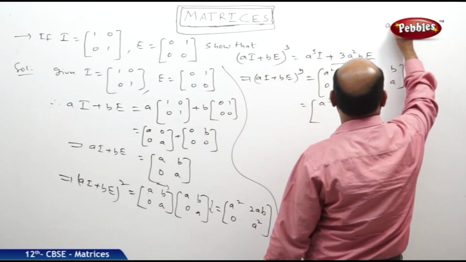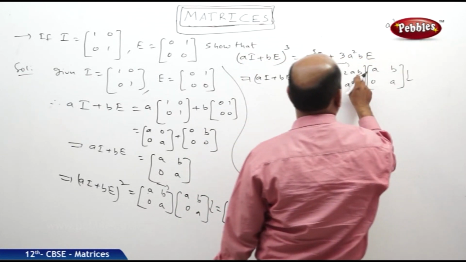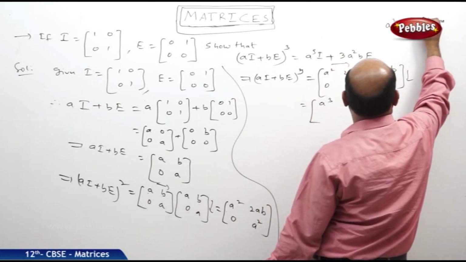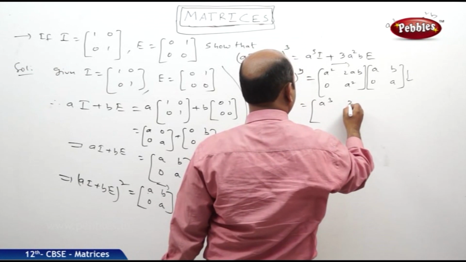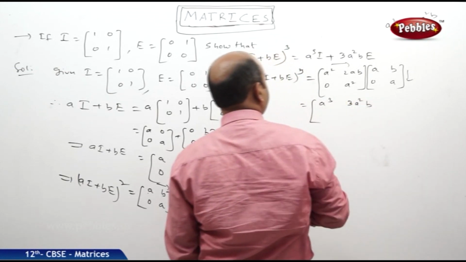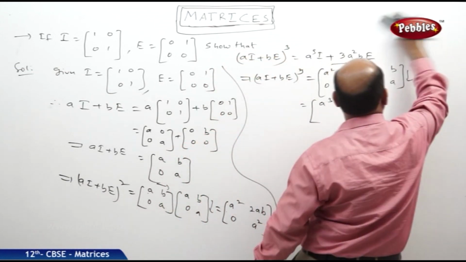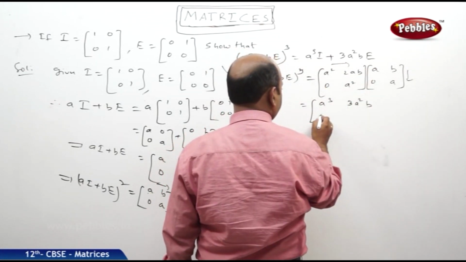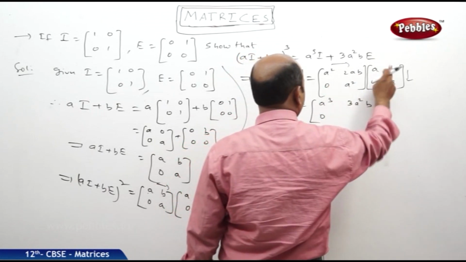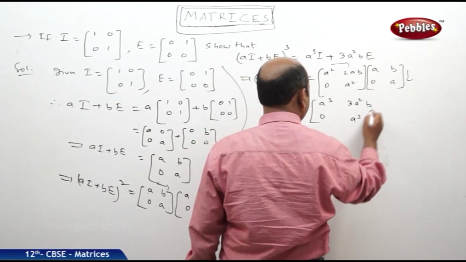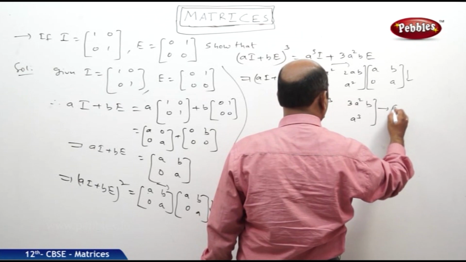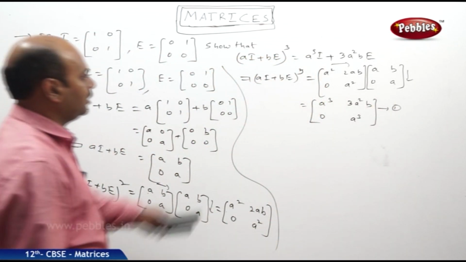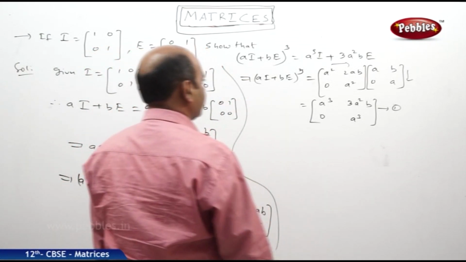Here I am doing it in rough. This will be A square B plus 2AB into A, that means it becomes 2A square B. So finally we get 3A square B. Similarly, 0 into A will be 0 plus A square into 0 will be 0. 0 into B is 0, and here there remains A cube. Now I call this as 1. Now we have calculated the LHS.